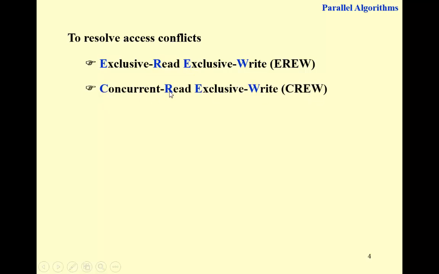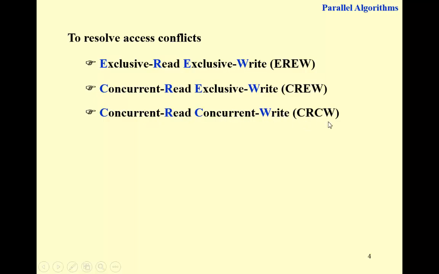CREW means concurrent read, exclusive write. It means reading is okay, but writing is not. And the third one is CRCW. It means concurrent access is allowed for both reading and writing.